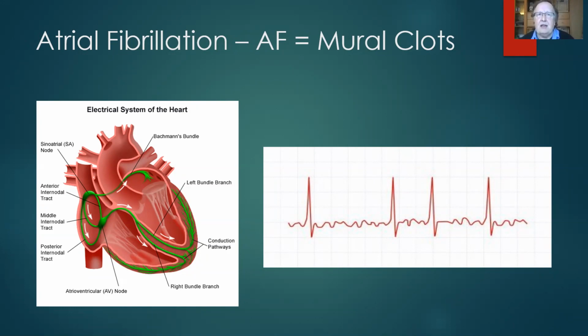Now, the reason this is a problem is that because the blood is sloshing around in the atria, mural clots occur, and they can go and visit the patient's brain and give them a stroke. So AF, atrial fibrillation, occurring in a patient, generally in the elderly, quite often in danger of having a stroke. So this patient may be on aspirin or on blood thinners, so those clots don't occur. Next slide, please.